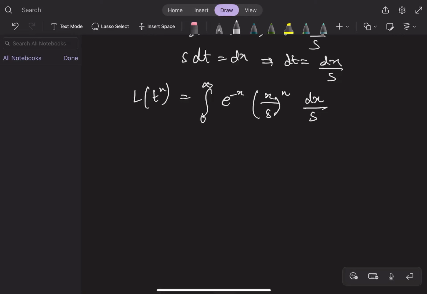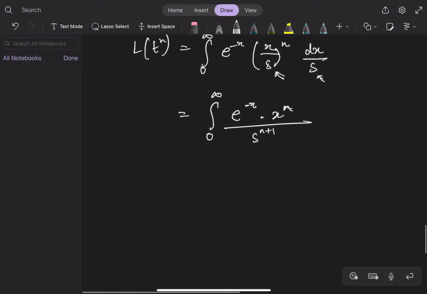So let's go ahead. So this can be written as e raised to minus x multiplied by x raised to n, multiplied by s raised to n plus 1. S raised to n here and s raised to 1 here, so you can add those. So let's take out the constant. 1 divided by s raised to n plus 1, integral 0 to infinity e raised to minus x, x raised to n dx.